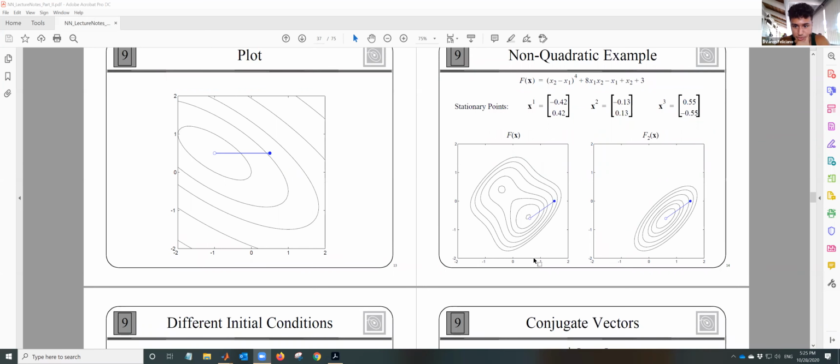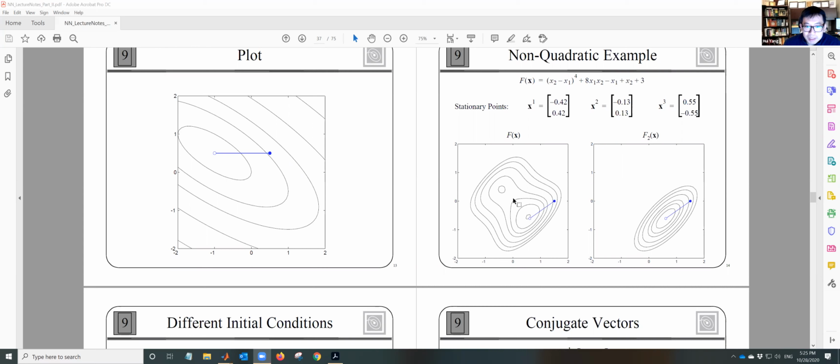Negative 0.42, negative 0.42, and then 0.42, this one, right? And then negative 0.13, 0.13, where is it? Negative 0.13, 0.13 is right here, right?